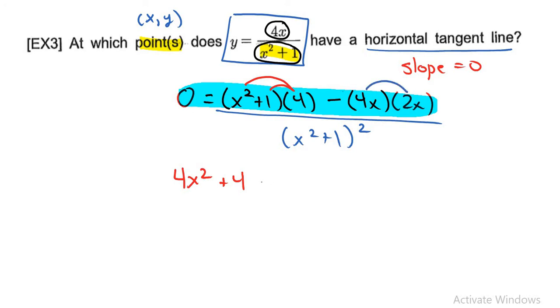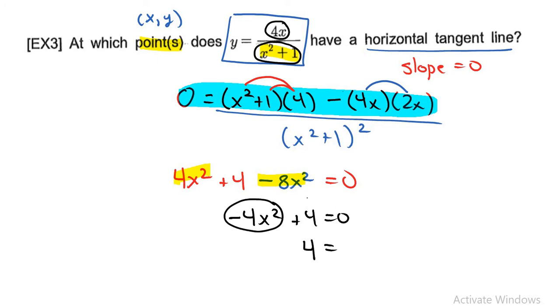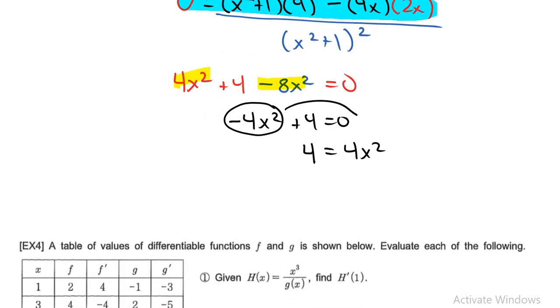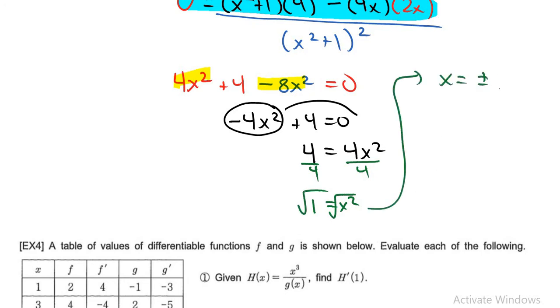4x times 2x is going to be 8x squared. So that's going to be negative 8x squared. And then we just set that equal to 0. Alright, so we have some like terms here and here. If I combine those, 4x squared minus 8x squared is going to be negative 4x squared plus 4 equals 0. If I leave this 4 here and bring this term to the other side, I get positive 4x squared. And then I can divide both sides by 4. I get 1 equals x squared. If I square root both sides and continue on here, x is going to equal plus or minus 1.